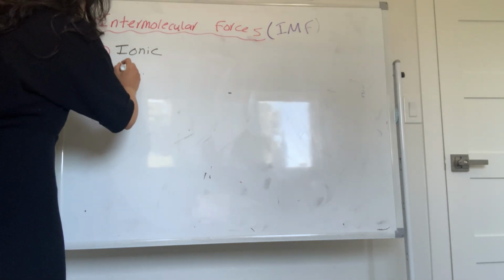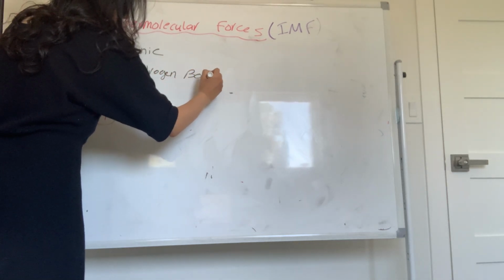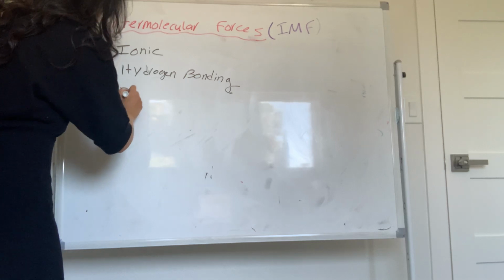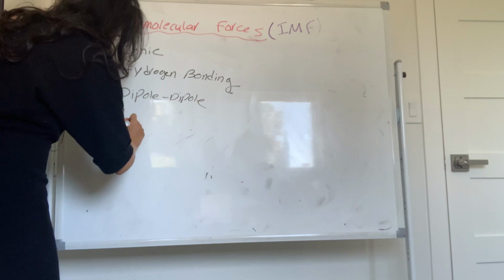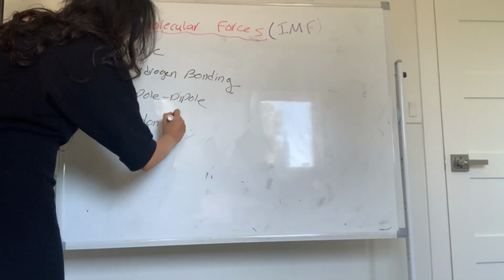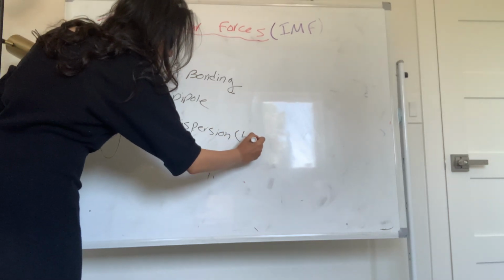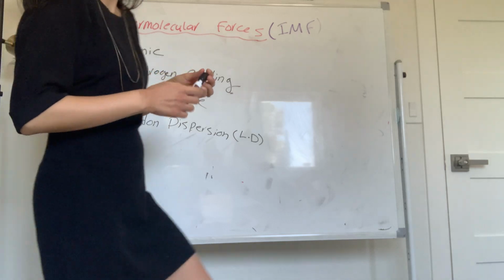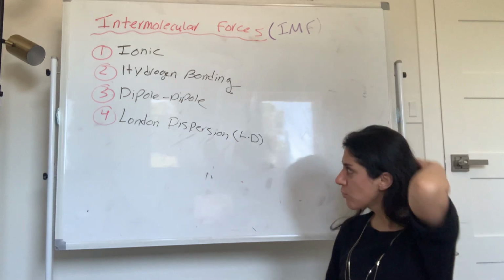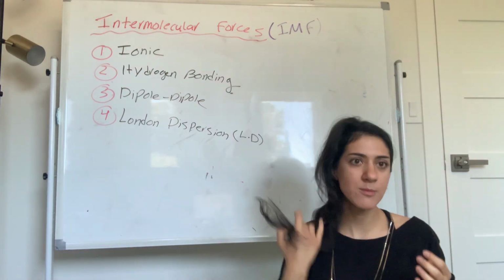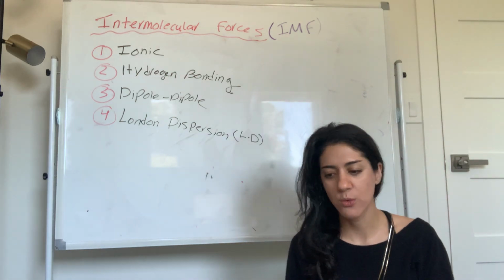The second one is hydrogen bonding. Then is dipole-dipole. We also call it DD. And the last one is London dispersion, which we call LD. That sounds cool, right? Alright, so these are the types of intermolecular forces. I will go over each one with you today to make sure you understand what they are and how you would know what type of intermolecular forces a liquid or a solid has.